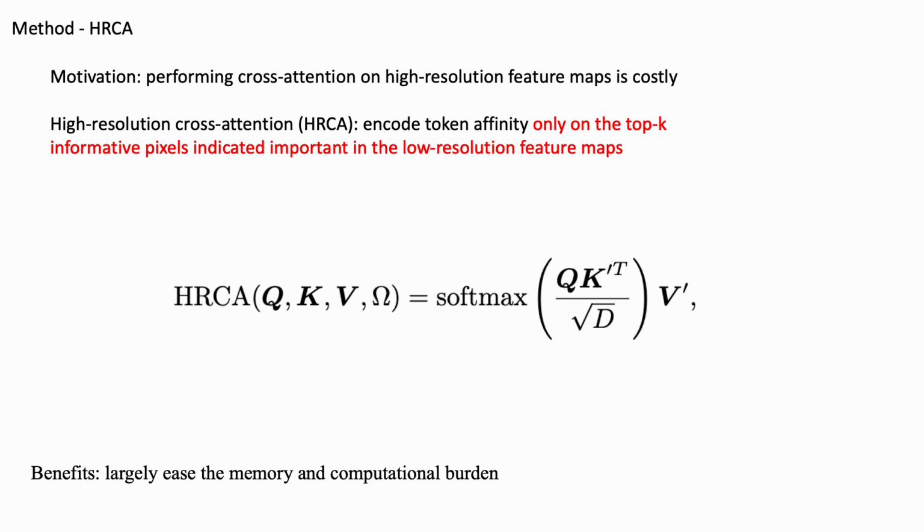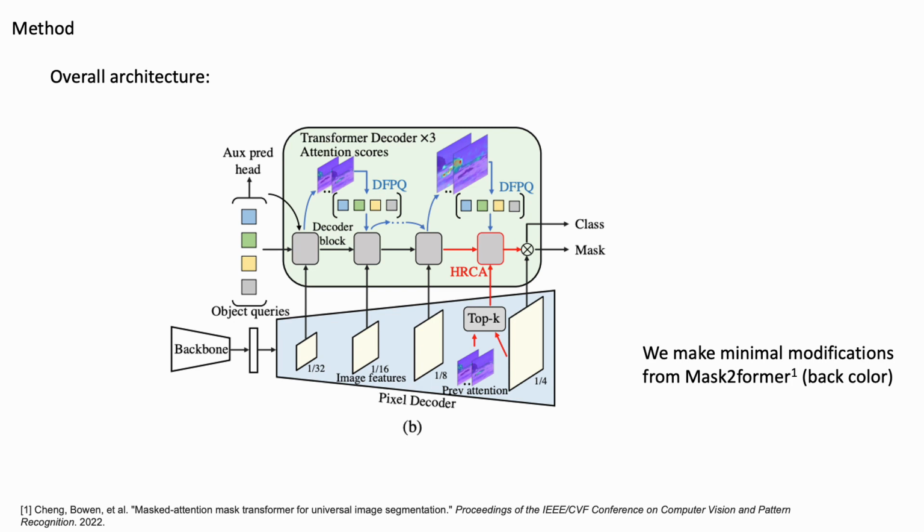Another part of our framework is the high-resolution cross-attention, which encodes the token affinity only on the top K informative pixels that are indicated important in the low-resolution feature maps. In this case, we can have a smaller set of keys and values, so that we can mitigate the memory and computational burden. So this is the general framework of our FA-Seg, which includes the DFPQ and HRCA by making minimal modifications from the popular Mask2Former framework, but making substantial performance gains.